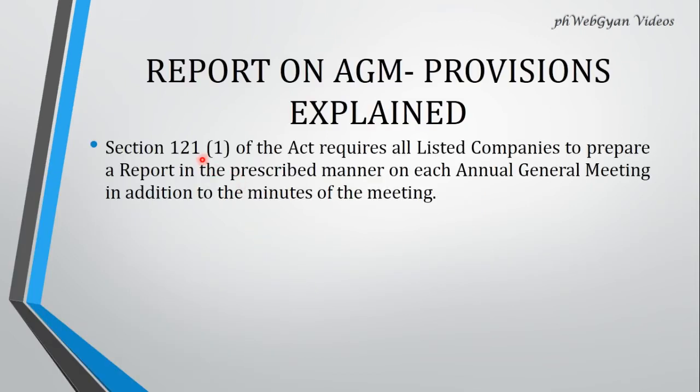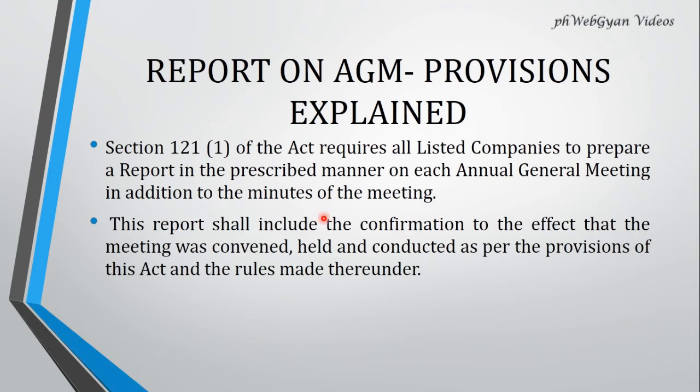So first of all, section 121 provides for the report on AGM, and section 121 subsection 1 requires that all listed companies have to prepare this report. Only listed companies are required to prepare this report, in the manner prescribed in the rules. I'll be discussing it later in my slides. This report is in addition to the minutes of the meeting. Every company has to prepare the minutes of the meeting, but apart from that, a report on the AGM also needs to be prepared by listed companies.